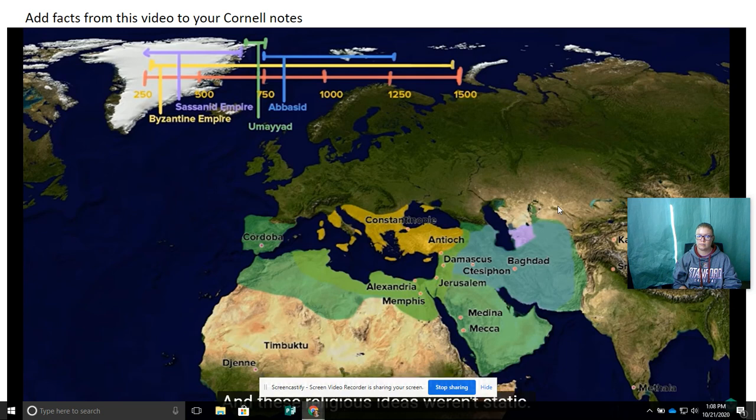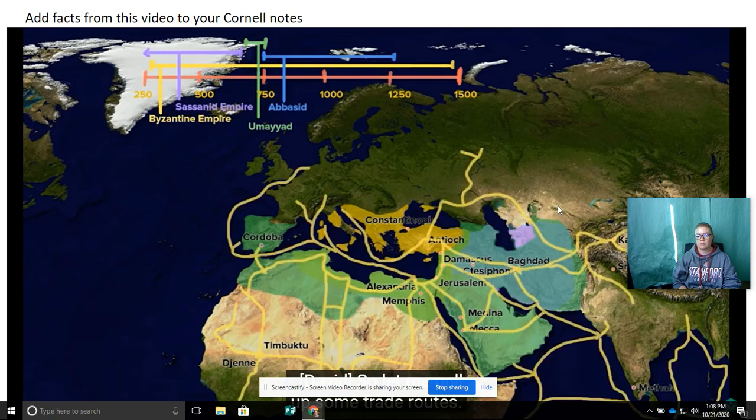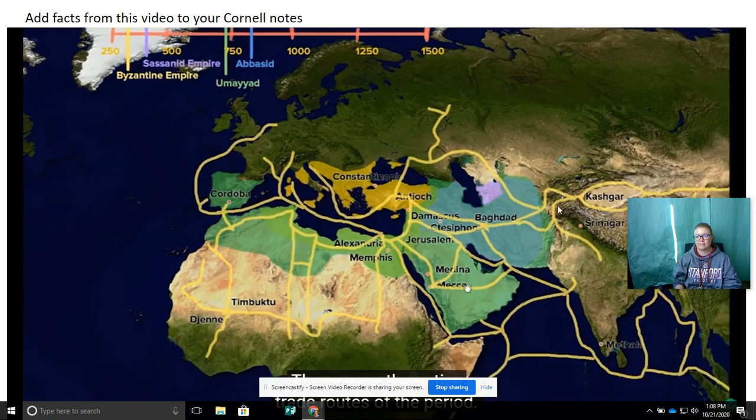And these religious ideas weren't static. As they moved through different areas and different routes, they changed and started to take the shape of the local culture and the local flavor as well. So let me pull up some trade routes. These were the active trade routes of the period.